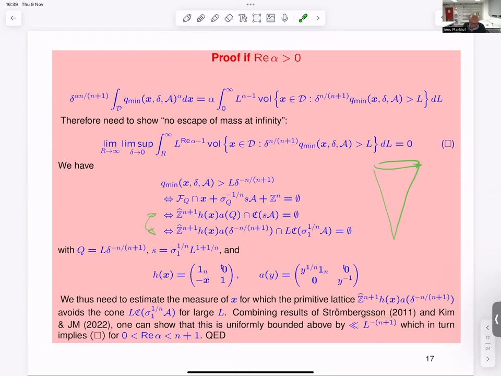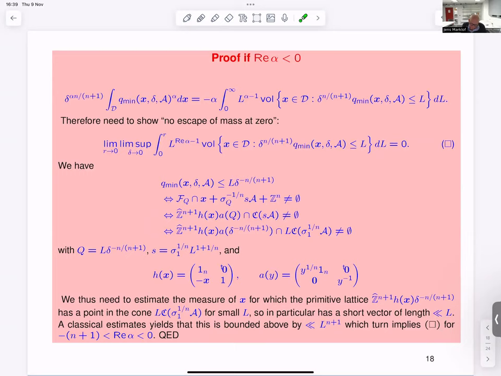So that's what you need to do if you want to prove this, and that then completes the proof of the upper bound at infinity. So we have no escape of mass provided alpha is less than n plus one. Okay, and if you have a negative moment, you need to do exactly the same thing. Now you do your integration by parts the other way around, and you need to estimate now the set of x for which your minimal denominator is less than L, okay?